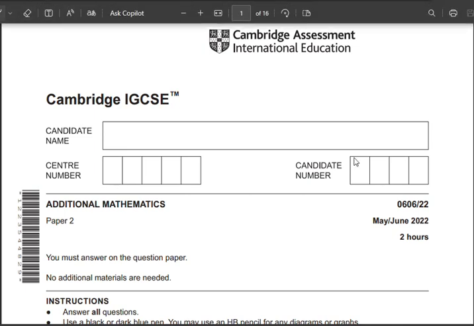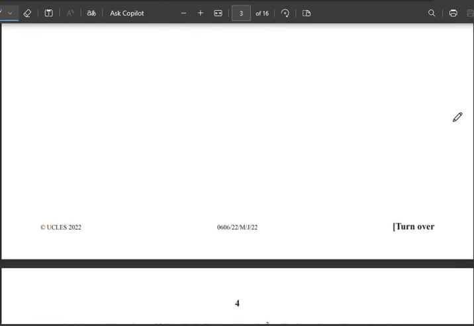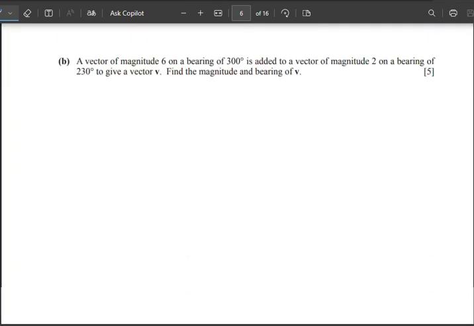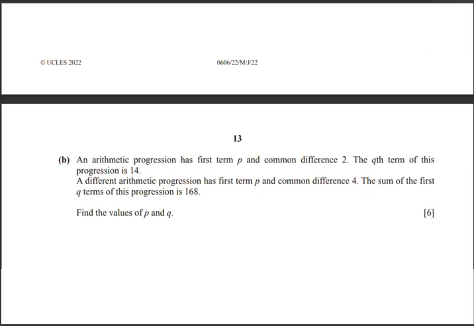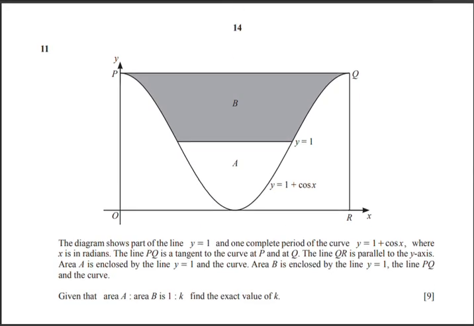So I'm going to take this question. This question is from the 2022 May/June paper, 0606 paper variant 22. This is an Additional Mathematics paper 2. Actually, this paper is quite hard. I did the whole paper and it was quite hard. I also tried it already, but there was one question I wanted to discuss, and it's this question right here.